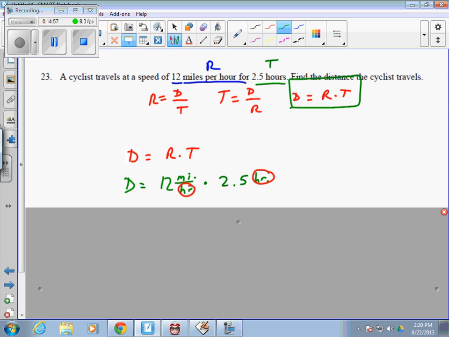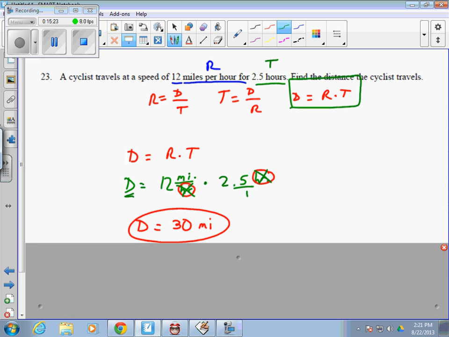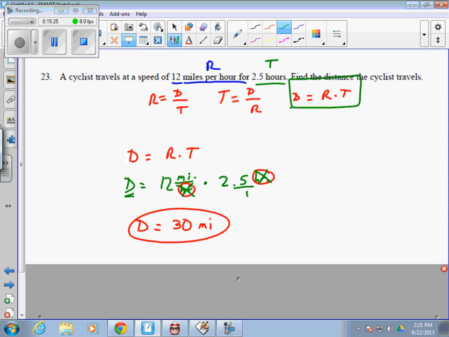The rate is underlined in blue here, 12 miles per hour. And the time is underlined in green, 2.5 hours. Notice hour is at the bottom of the fraction on the first one and at the top of the fraction if we wrote everything over 1 here on the second one. So they actually can cancel each other out, and it leaves us with just miles, which is an appropriate unit for distance. 12 miles times 2.5 is 30 miles as our distance.